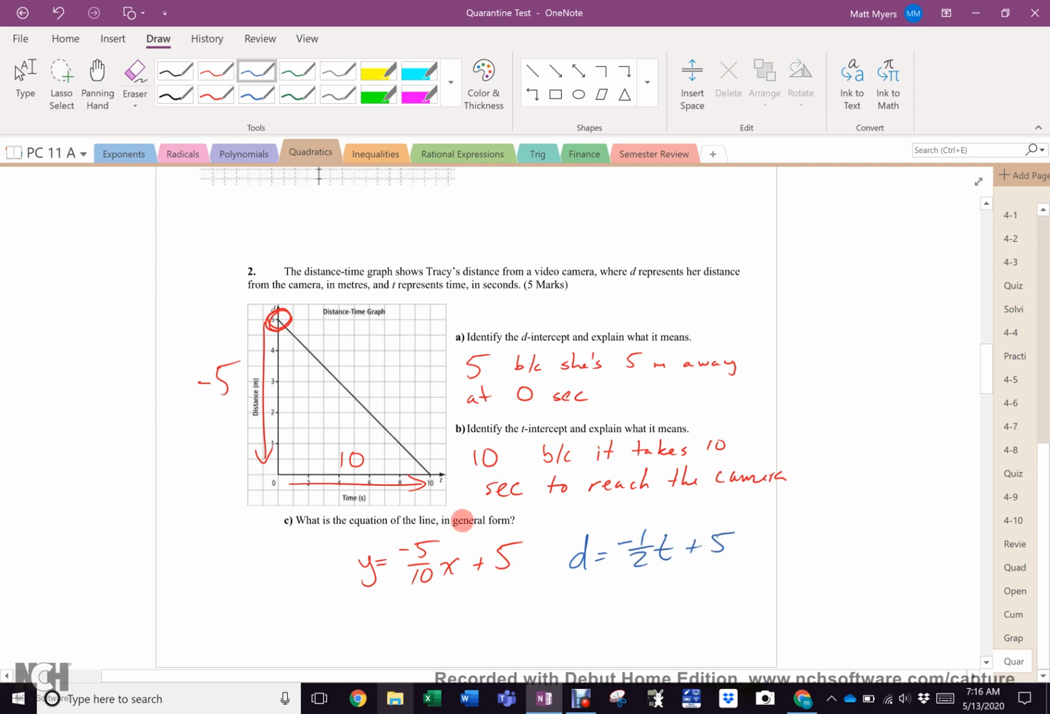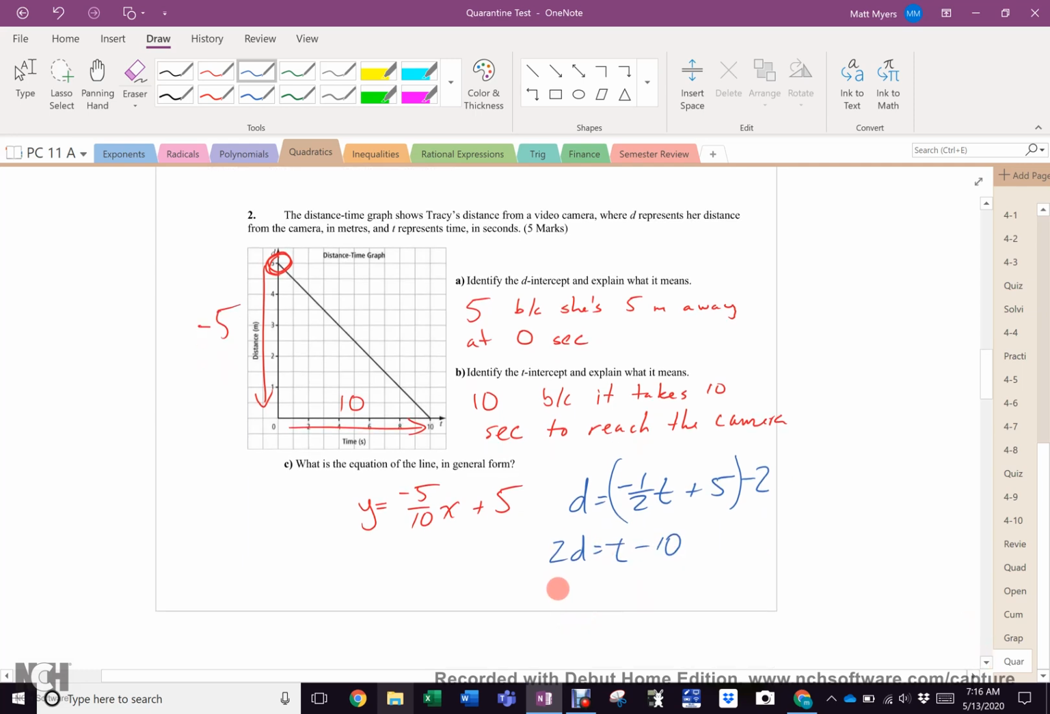And then I wanted it in general form. So put it in general form. Get rid of the fraction and the negative. So I had to multiply everything by -2. -2d equals t minus 10. So t plus 2d minus 10 had to equal 0. And that's the whole thing.